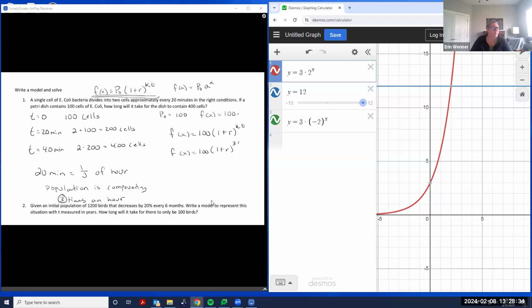And what do we know about R? Well, R is the percent change per compounding period. So every time that it compounds, like every time 20 minutes passes, it's doubling, right? Which means that we have a change of 100%. We're adding on 100% of what was there. So when it doubles, the rate is 100% change. So R would be 100%, but we have to put that in as a decimal number. So that's equal to 1.